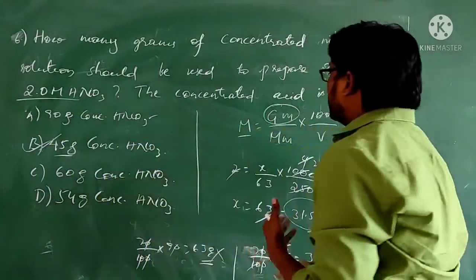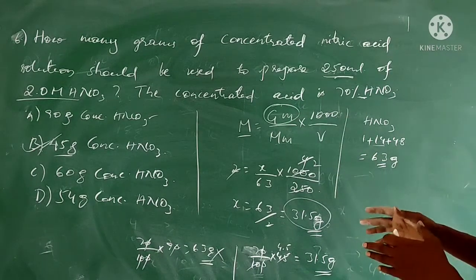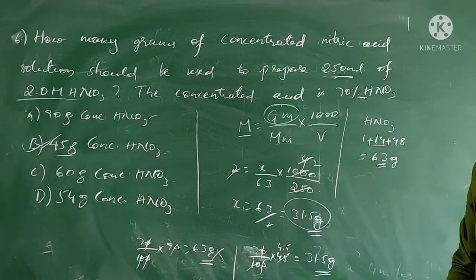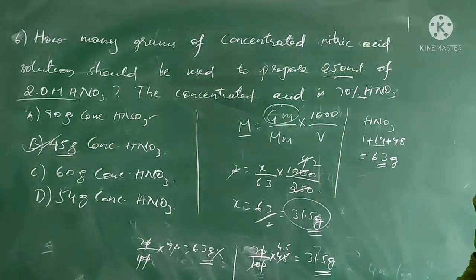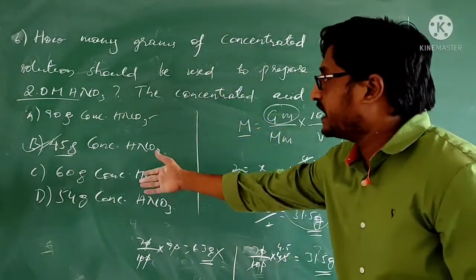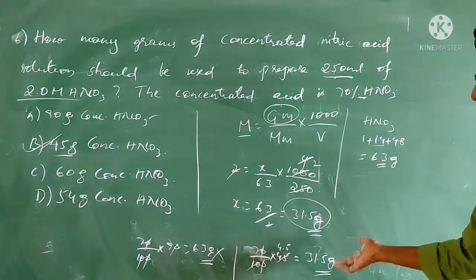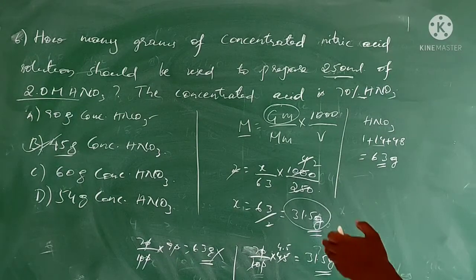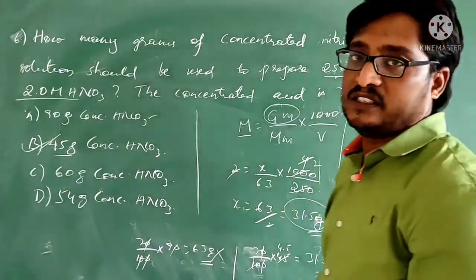So here he is asking us to calculate the mass of HNO3 required, and he is giving one condition, that the concentrated acid is only 70%. First I have found for 100%, I got this amount. Since it is 70%, it will be more than this. So from the given options, I have taken the one which, when I take 70%, will give us the answer. When I consider 45 grams, it is giving me 31.5 grams. So that is my answer.